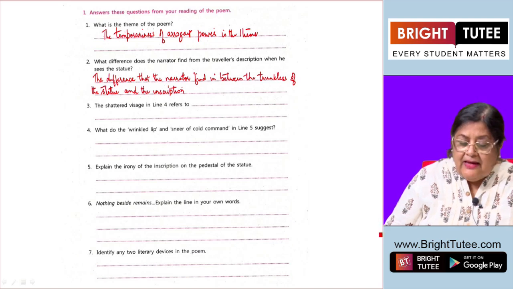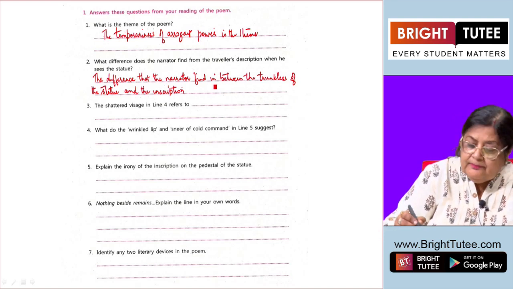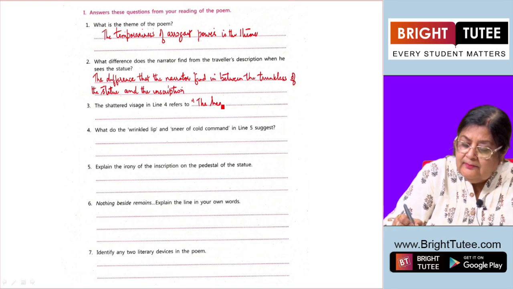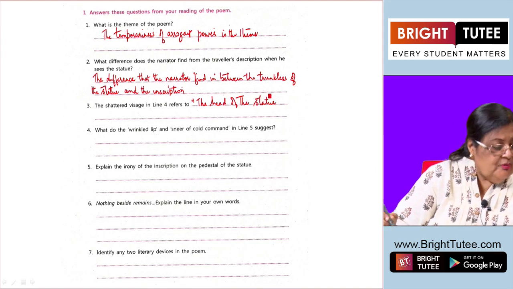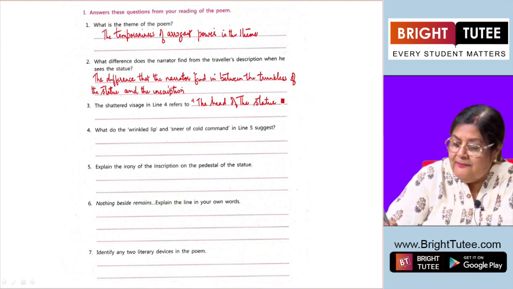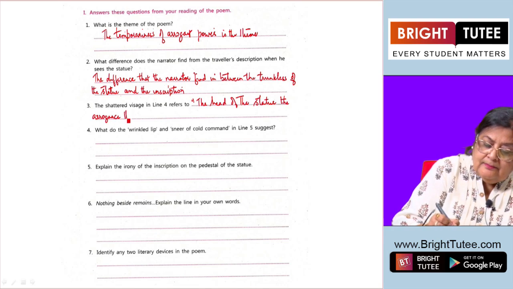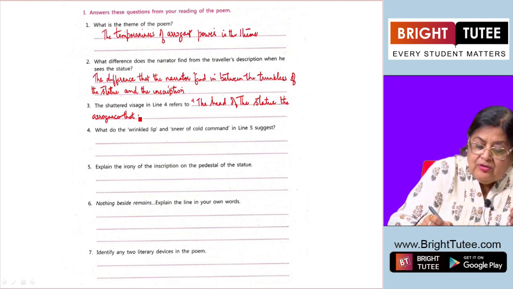The shattered visage in line 4 refers to the head of the statue. The arrogance that was destroyed.